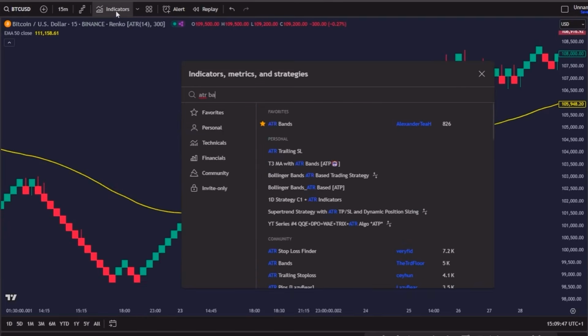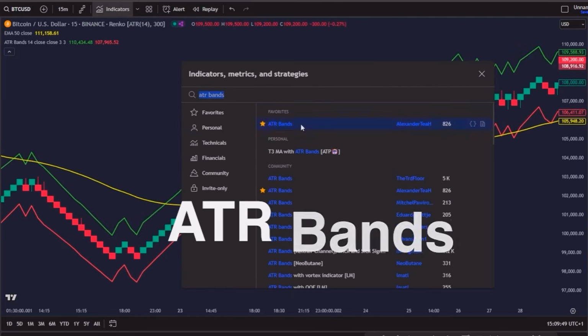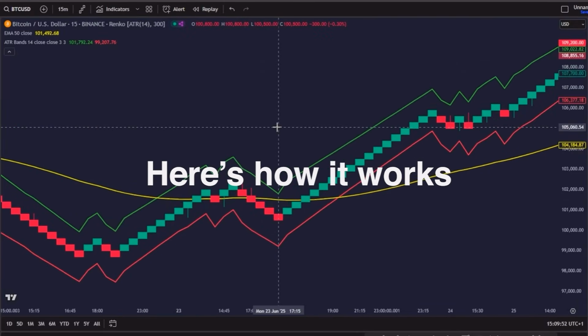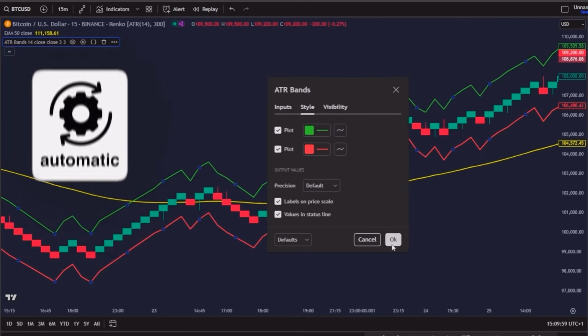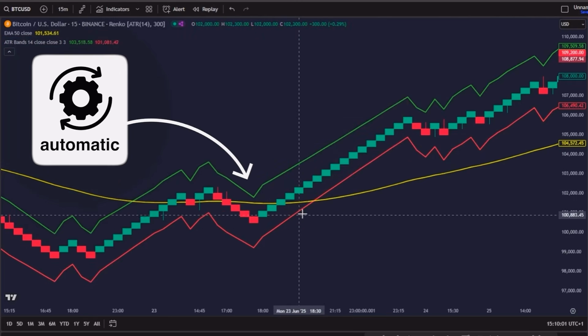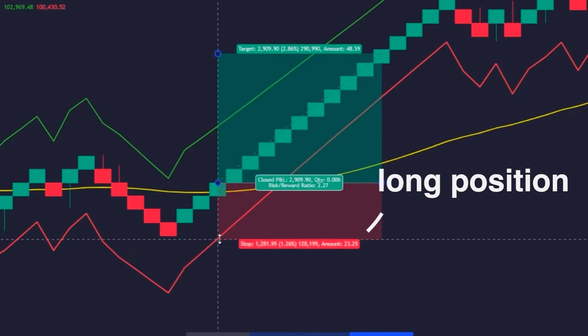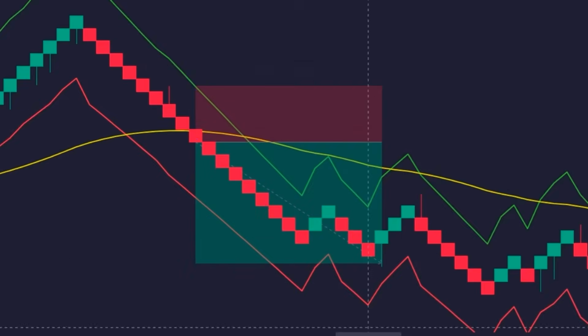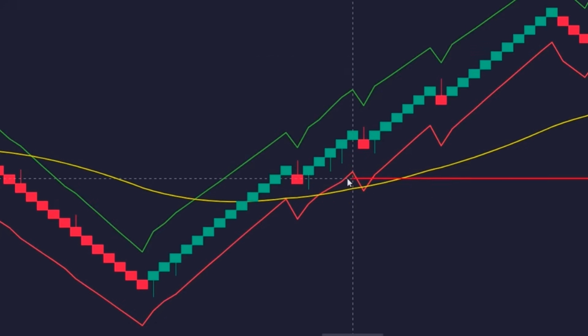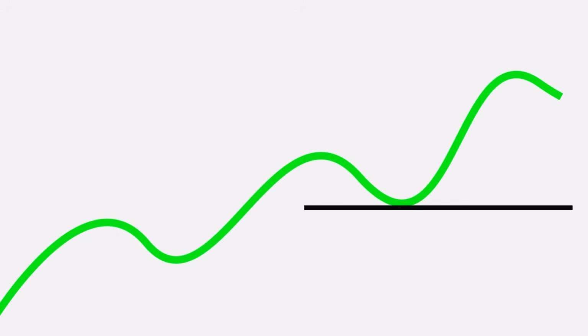The second indicator is the ATR bands, which we'll use for the risk management. Here's how it works. For the stop loss, we'll use the ATR bands with a multiplier of 3. That means the bands will automatically adjust to the current volatility. For a long position, the lower band is our stop. For a short position, the upper band is used. And we also use these ATR bands as a trailing stop. So, as the market moves in our favor, the stop loss automatically follows, locking in profits along the way.